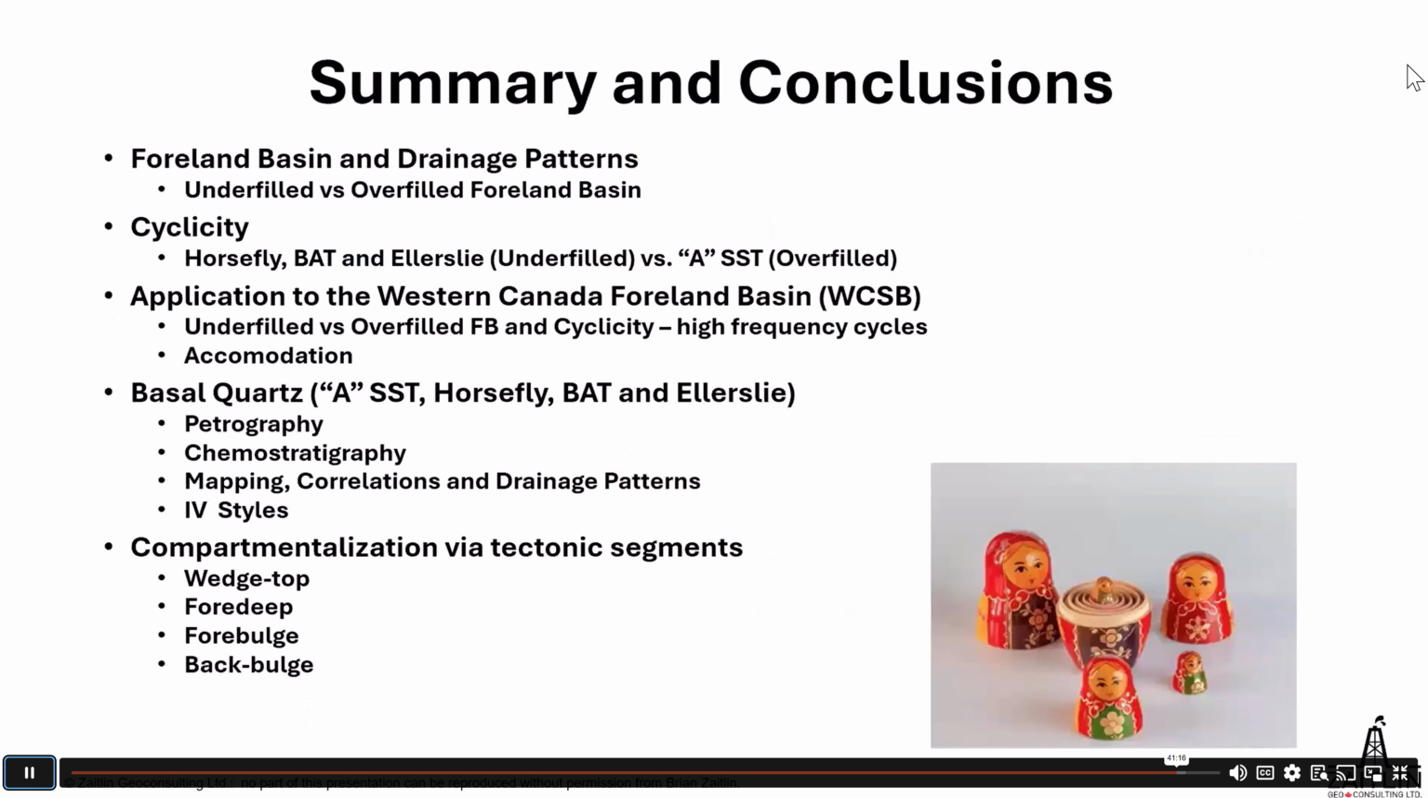So to summarize at the end, what I tried to show is what happens with a foreland basin, the fourfold change, what is underfilled versus overfilled units, the cyclicity that goes along with these types of units, how we can apply them to a specific unit to see what's happening as it goes along, what techniques you could use, and how it allows us to understand compartmentalization that goes along through these things.